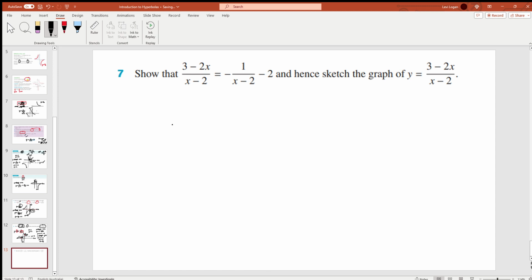Okay, so question 7 is exactly the same as question 6, except it's just got different numbers and different algebra.